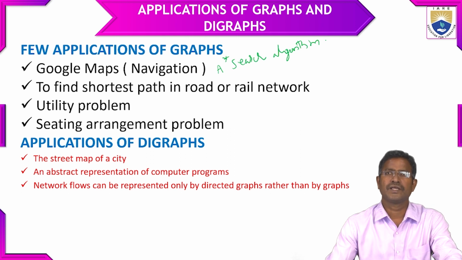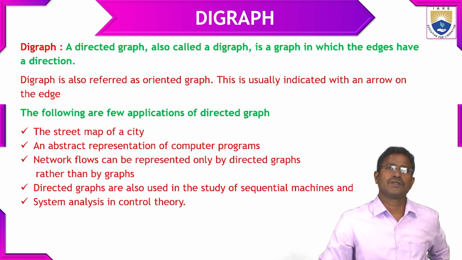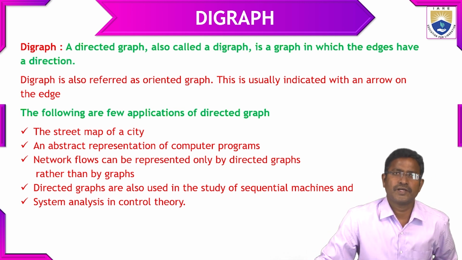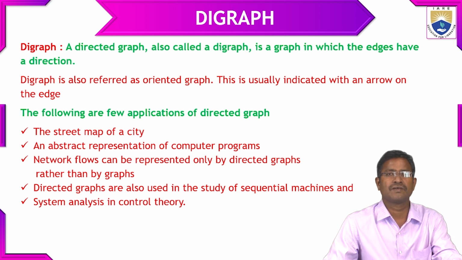And the next one is digraph. We'll discuss first what is meant by digraph, then we'll go to the applications. What is meant by digraph? Till now we have discussed graphs. Our next topic in graph theory is digraph. Digraph doesn't mean two graphs. Normally di means two, tri means three, but it's not of that kind.